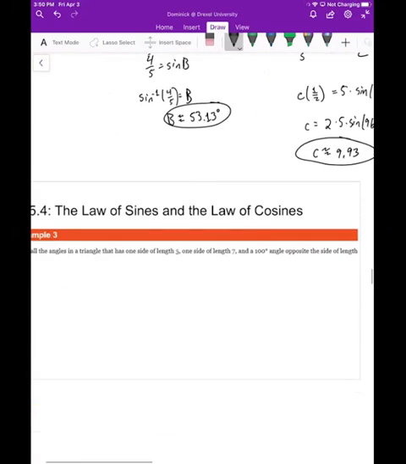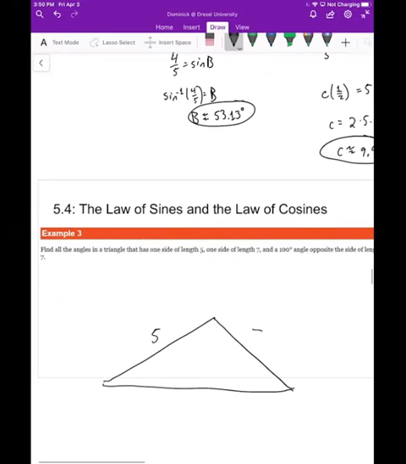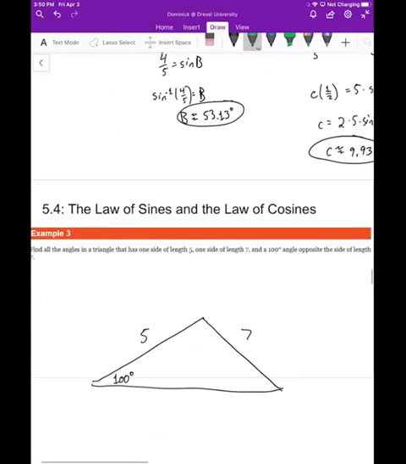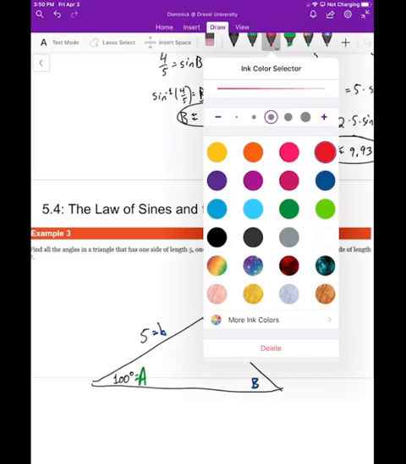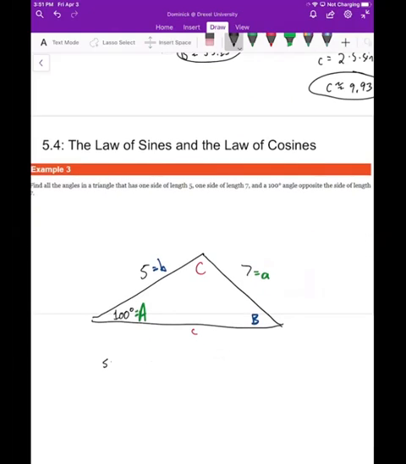Okay, one more example of the law of sines. We want to find all angles in a triangle that has one side of length 5, one of length 7, and a 100-degree angle opposite length 7. So we have 5, 7, and 100 degrees is here. Again, same idea. I'm going to call this angle A, side A. We'll call this angle B, side B, and we'll call this angle C, side C. So again, we have sine of 100 over 7 is equal to sine of B over 5, and that's equal to sine of C over side C.